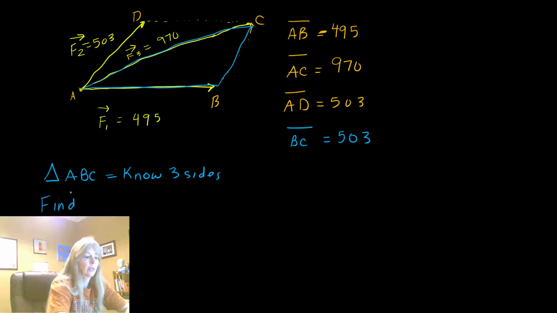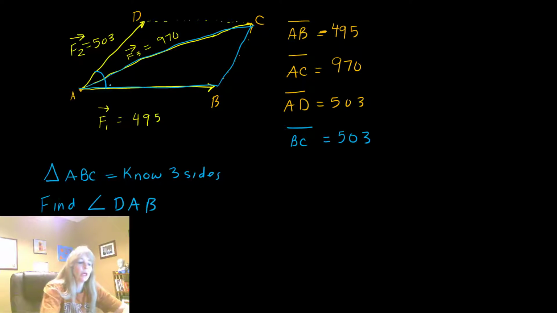So find the angle DAB, in other words, that angle. I also know that adjacent angles of parallelograms are supplementary, which is something very good to know. So what does supplementary mean? You kind of remember it as 180 minus the value of the angle.